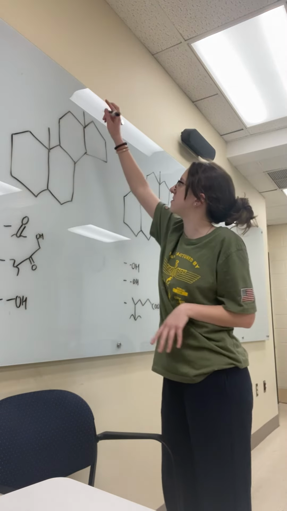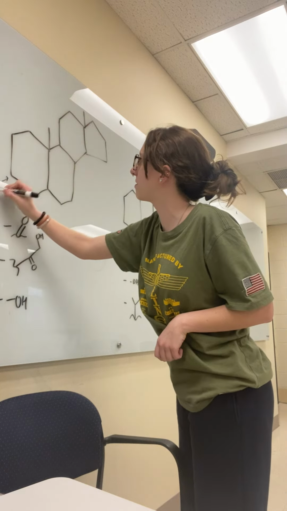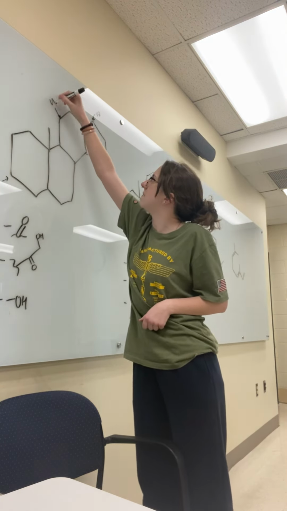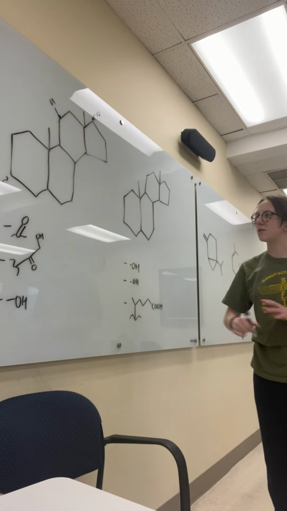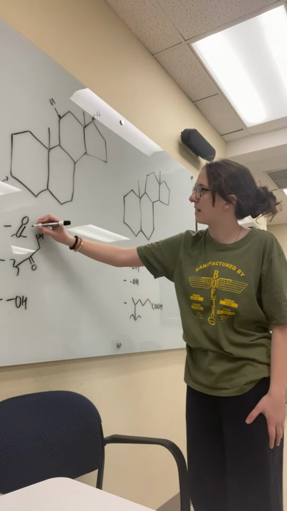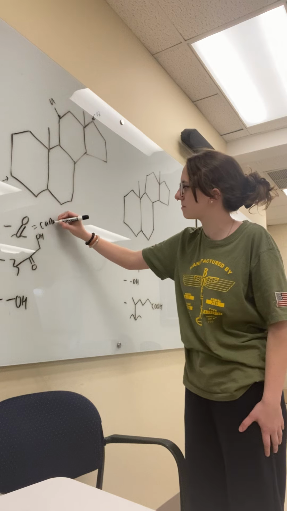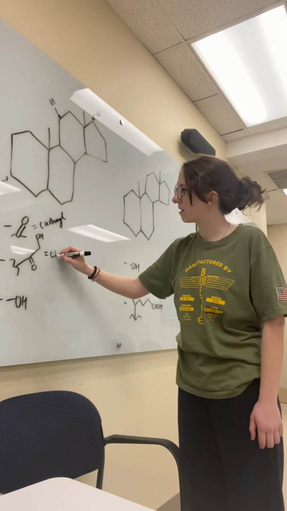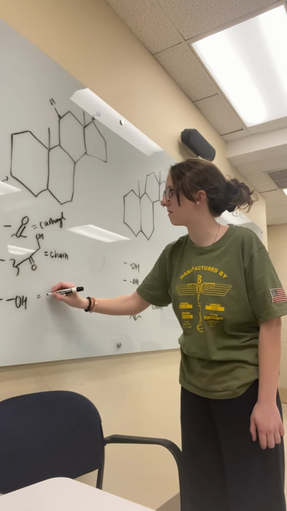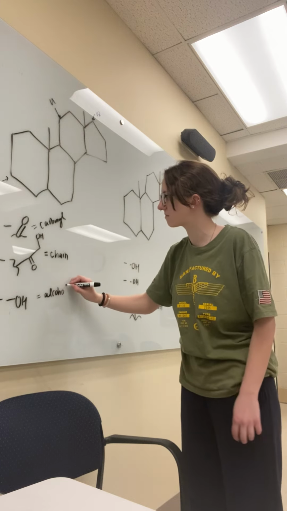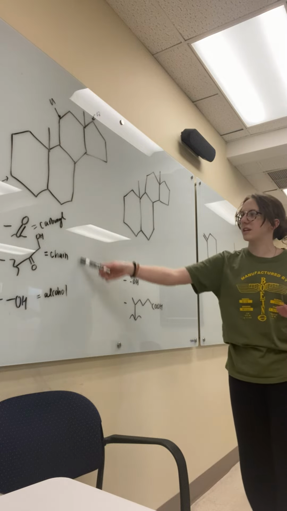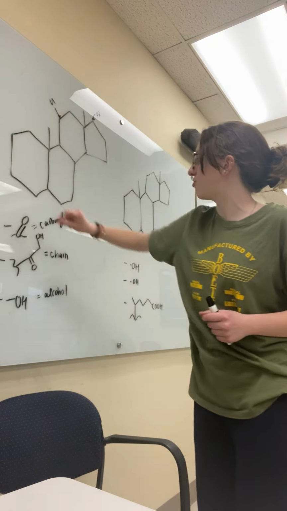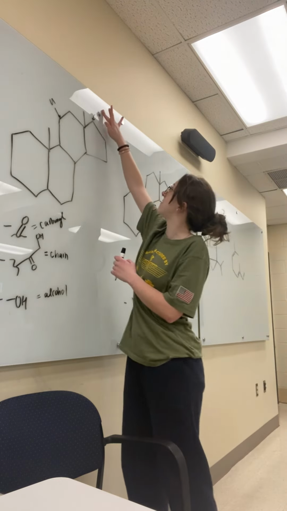Again, you have the 2 methyls here. This is carbon 3, 17, I believe 11. And so if we look here, right here we have a carbonyl group. Here we have a chain. And here we have an alcohol. So if we're looking at these in order, right, we know that the chain is gonna go on number 17.